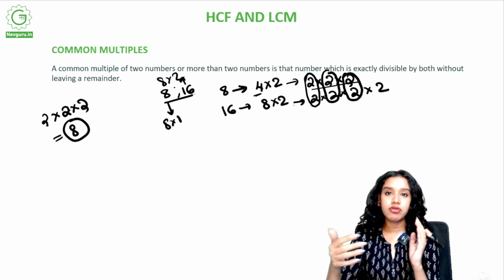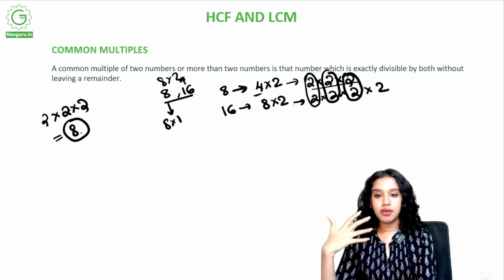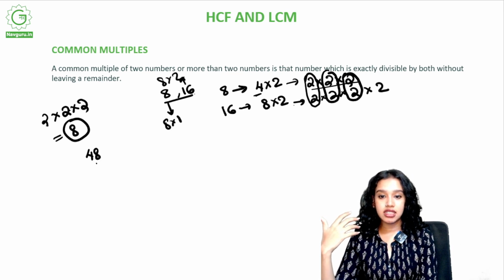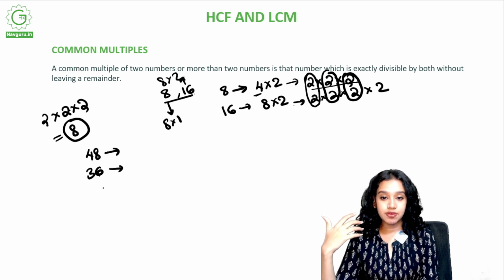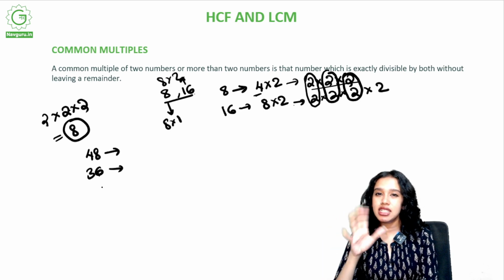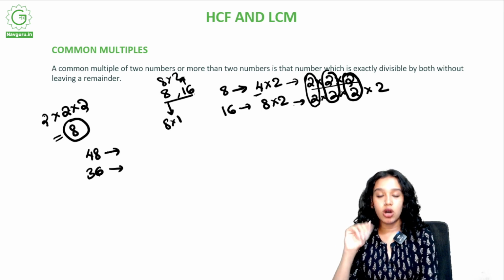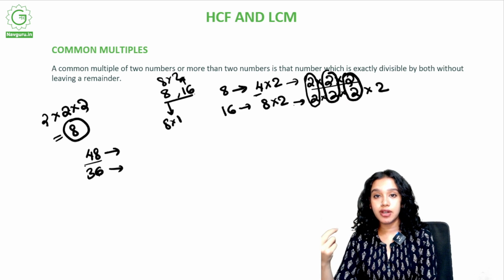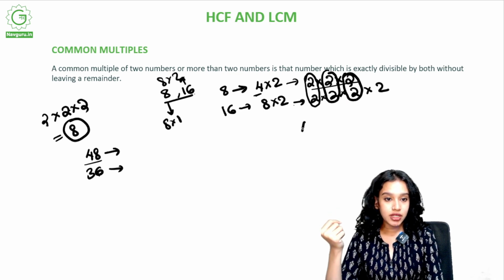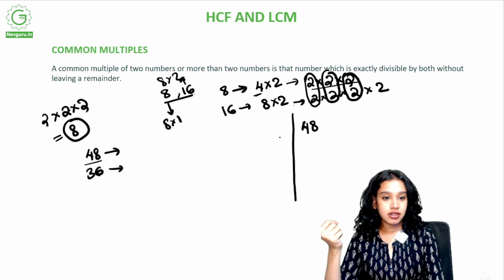Now, when we have two different numbers, let's say we have 48 and 36, right? So, what is the multiple of 48? How do we find it? There's an easier way to find the factors of 48. What do we do? We just write 48 here. We draw a line, right?